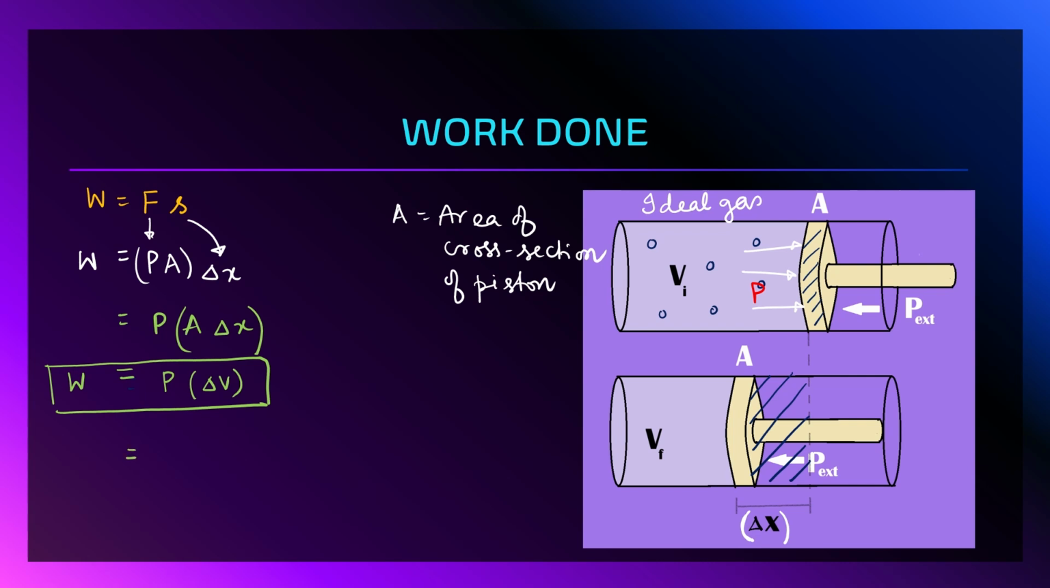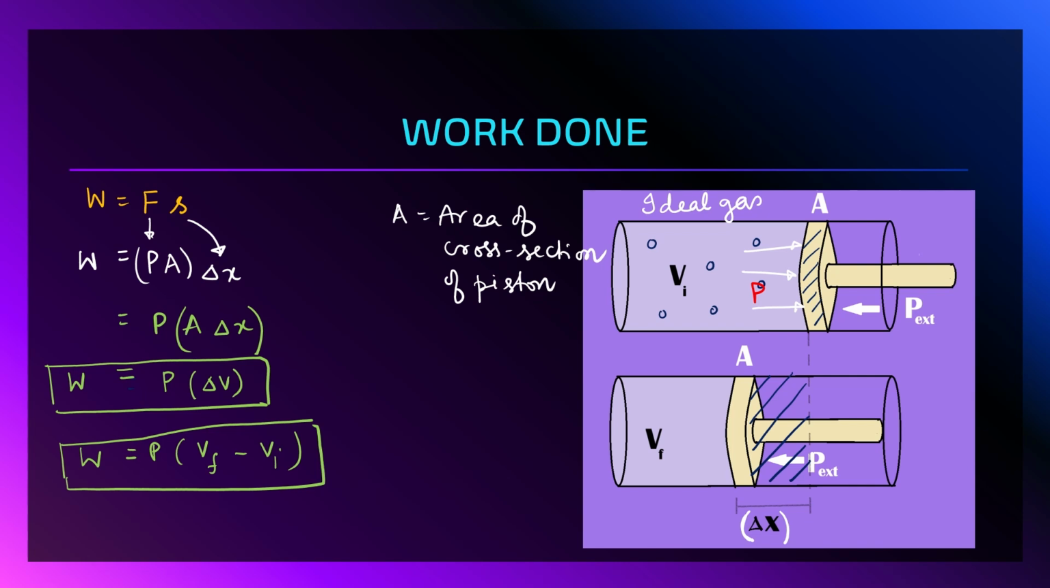How to write change in volume? Change in volume can be written as final volume minus initial volume. So what is the final expression we get for the work done? The final expression for work done is P into Vf minus Vi.